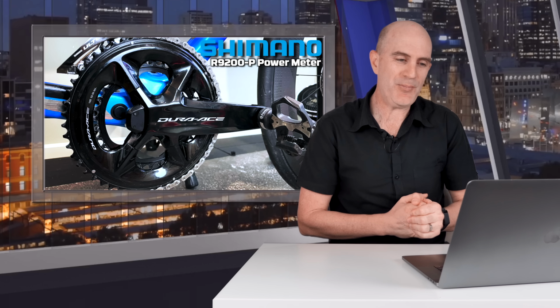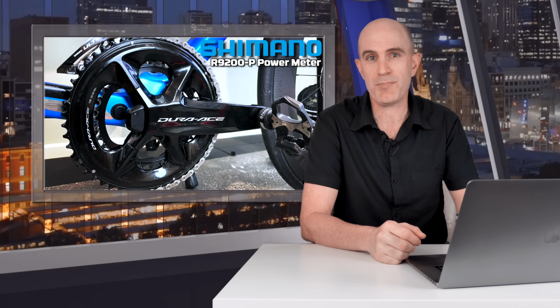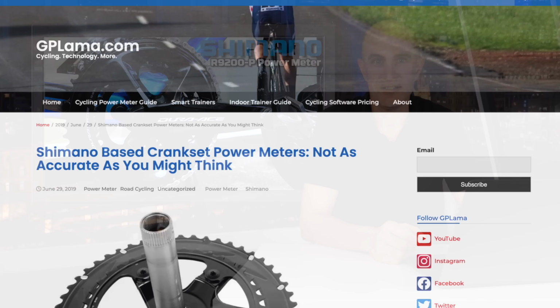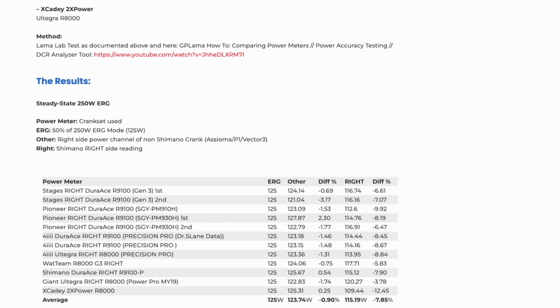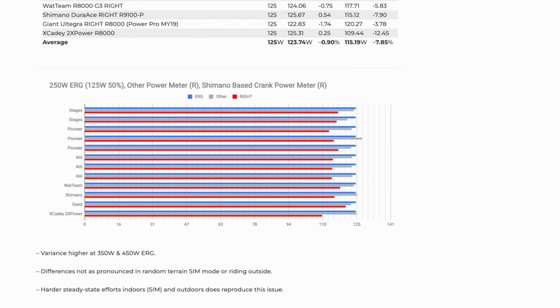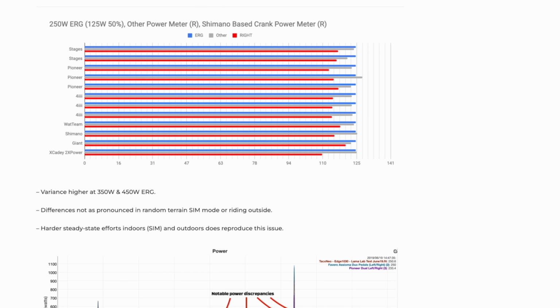First, some history and some background with Shimano power meters. Now, I have extensive history testing and reporting on dual-sided power meters based on the Shimano crankset design. My report, published back in 2019, outlined in detail the issues that power meter companies, not just Shimano, have when using those cranksets as dual-sided meters. The issue identified across all vendors was with the right-hand side, and that was due to the crank design.